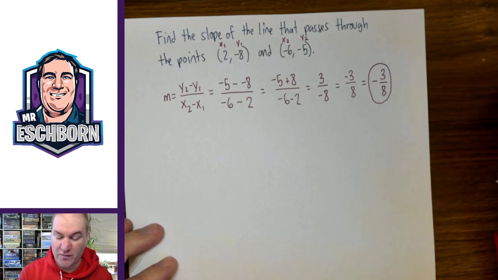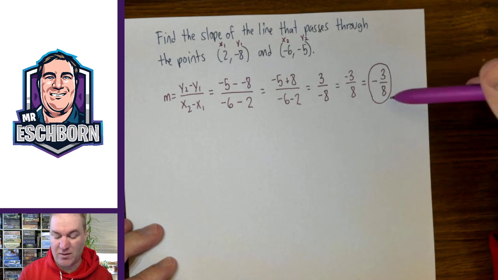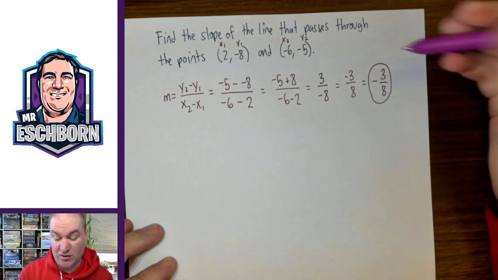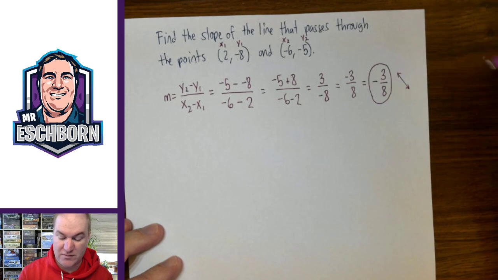So this one has a slope of -3/8, which means the rise would be 3 and the run would be 8. And if I were to graph it, since it's negative, it would go downhill.